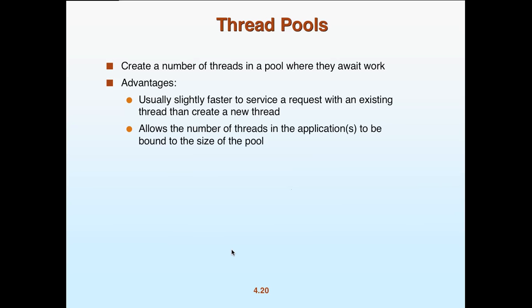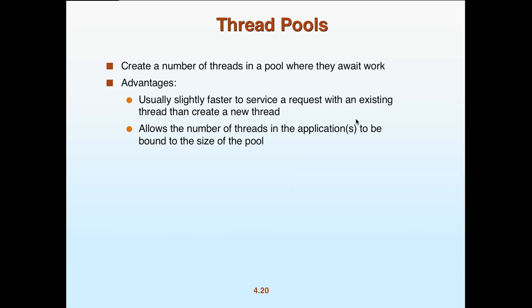So another concept we have is called thread pools. A thread pool is where you create a number of threads in a pool where they all wait for work. So instead of one thread, you map a pool of threads where you have multiple workers, multiple executions. Some advantages of that: it's usually slightly faster to service a request with an existing thread than to create a new thread. Because you have a processing time for creating the thread. And not only that, but you've got the abstraction and the thread management that the kernel has to take care of.